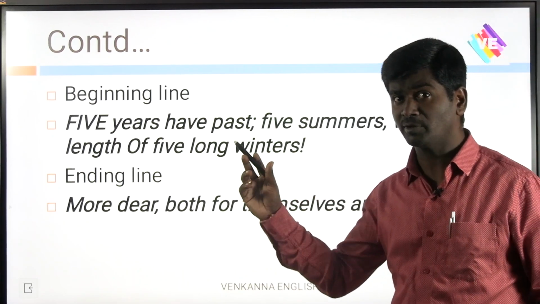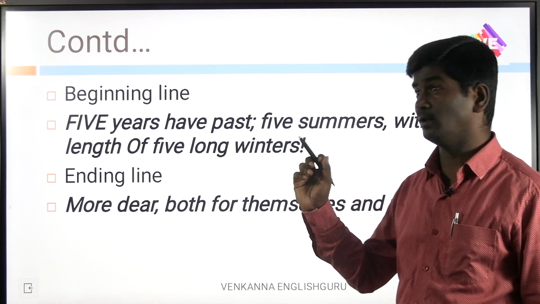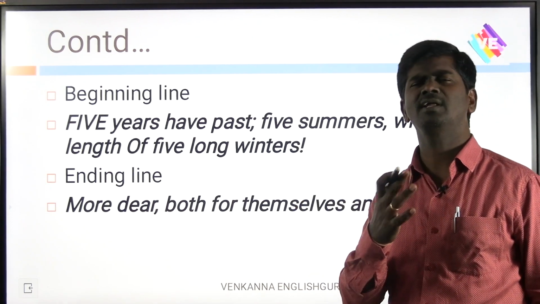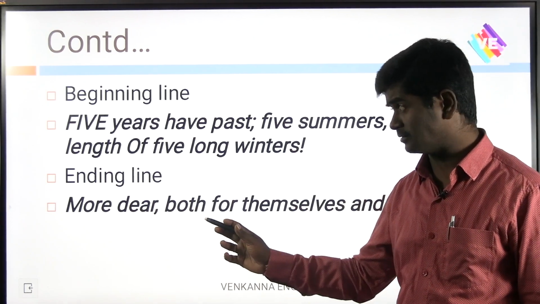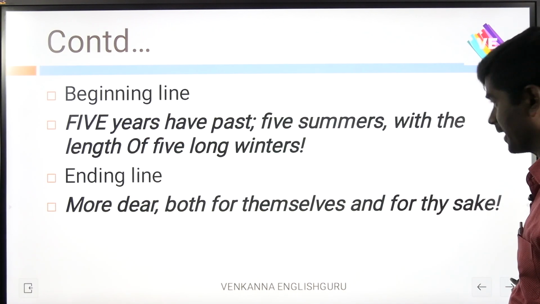The beginning line is very important: Five years have passed, five summers with the length of five long winters. A very wonderful beginning line of the poem Tintern Abbey. And the ending line: more dear, both for themselves and for thy sake.